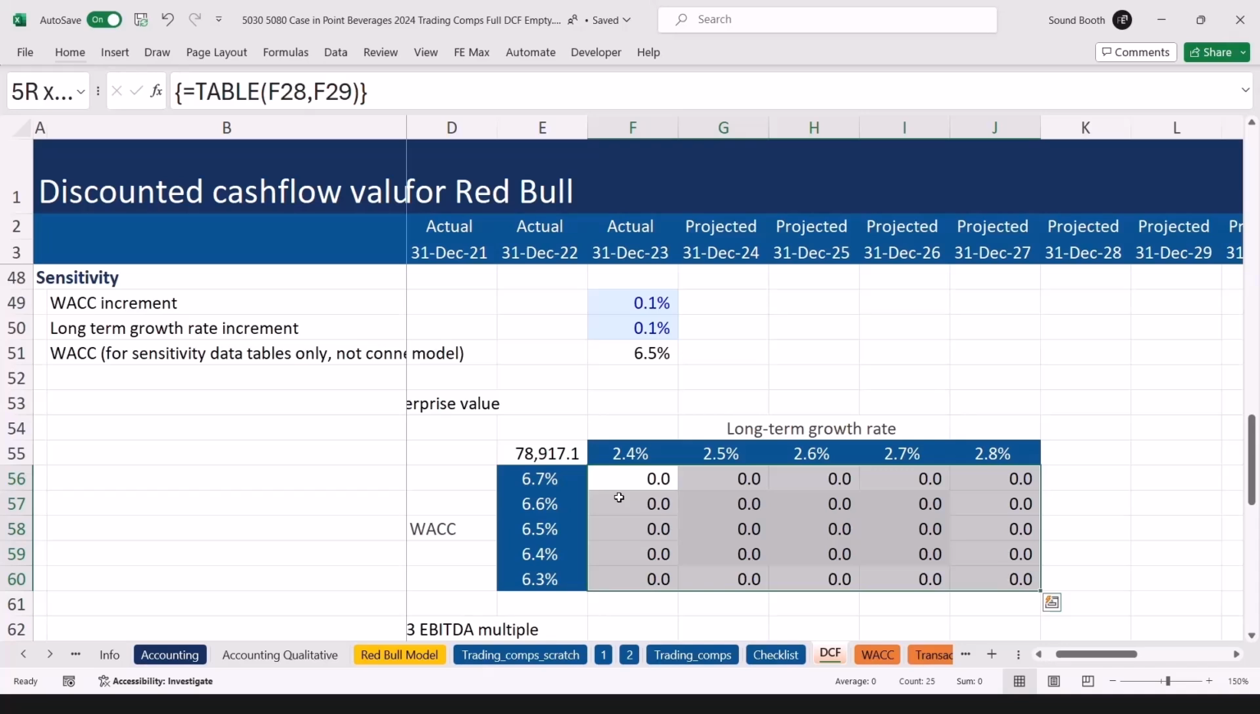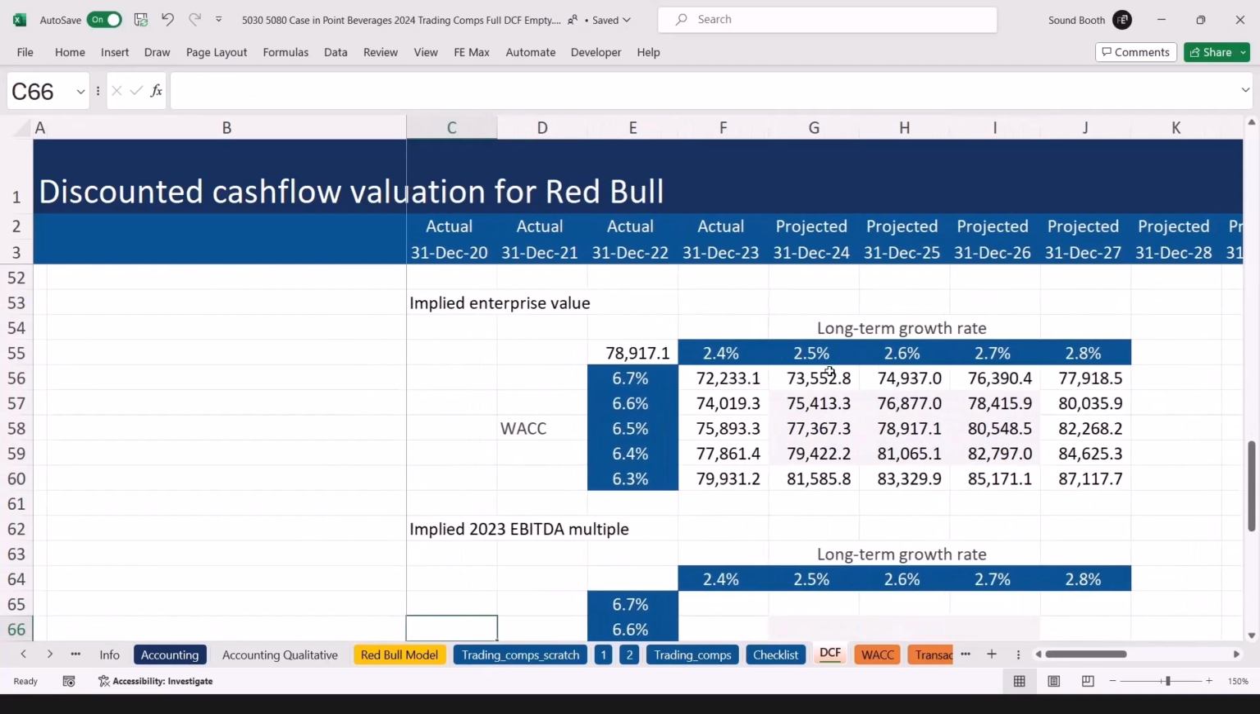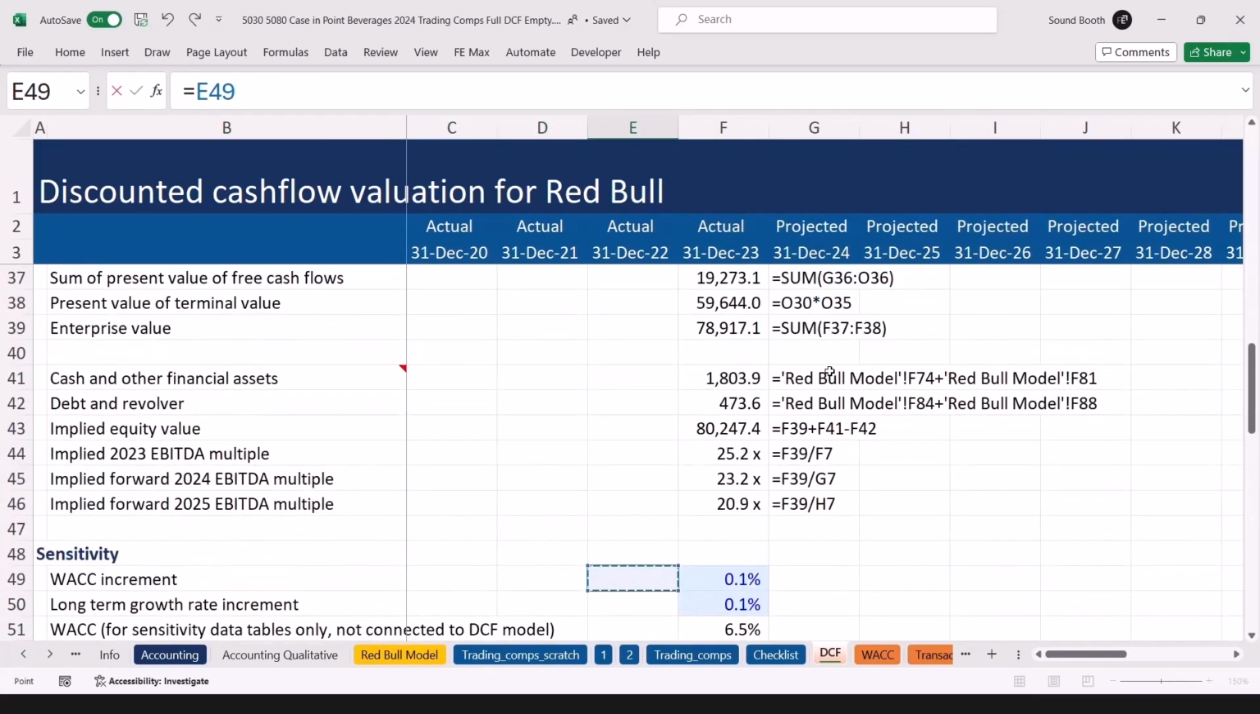So all you need to do is hit the F9 key to recalculate. I'll actually need to use my menus to do this, otherwise I'll turn off recording, and I'll just choose calculate now, and you can see the data table has populated. And we have a not unreasonable range of a low point of 72 million and a high point of 87 billion. I can then do the implied multiple, the 2023 multiple, and this is going to be much quicker. So I'll go and get the current answer for the 23 multiple.